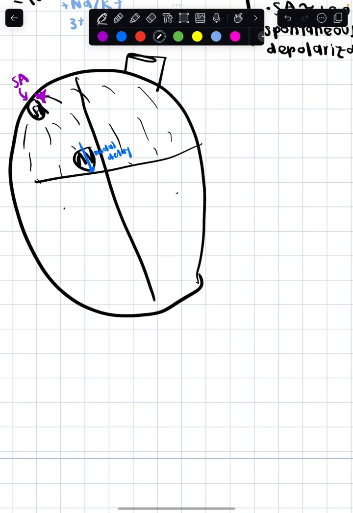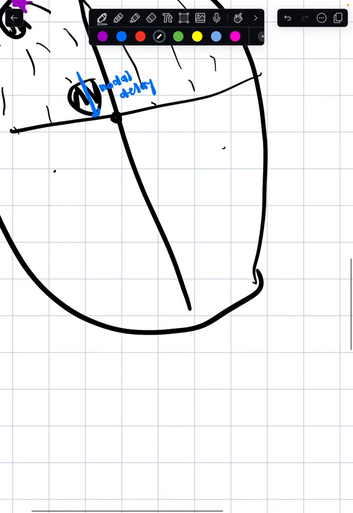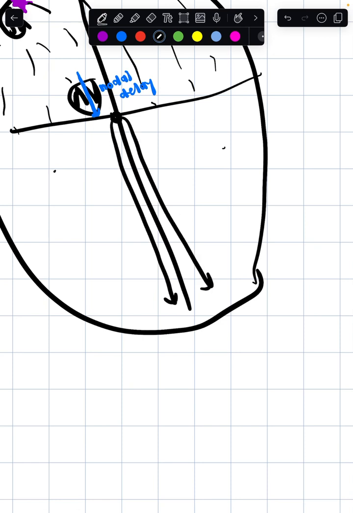But then we hit something right here called the bundle of His. It's just a bunch, if you will, of electrically excited tissue. Our signal then goes down these guys called bundle branches. So we have left and right. These are our right bundle branches. These are our left bundle branches. They hit the apex of the heart. Then they travel up the Purkinje fibers.